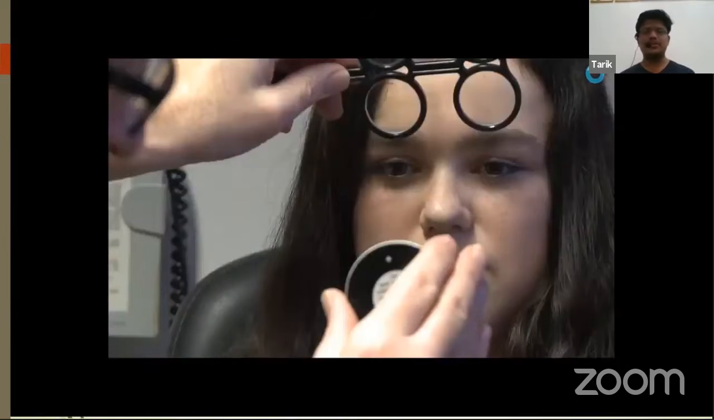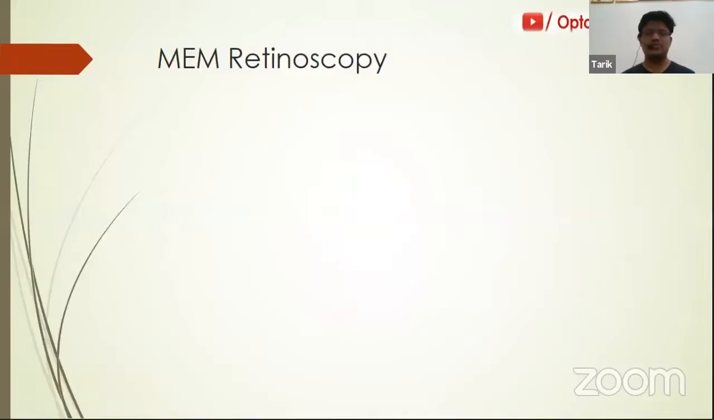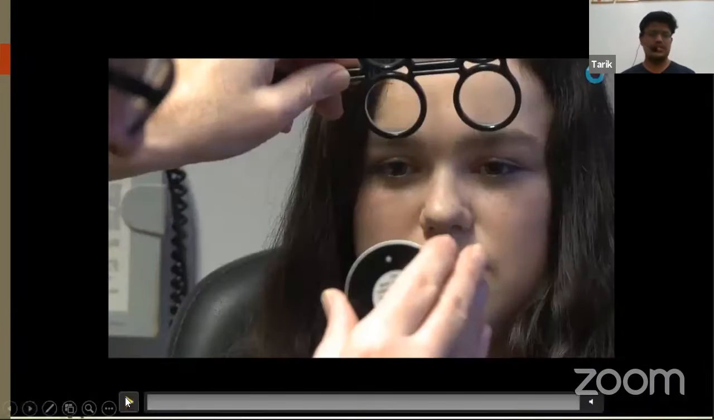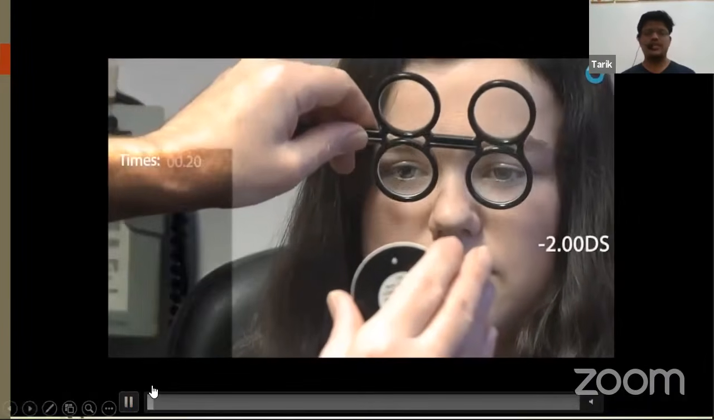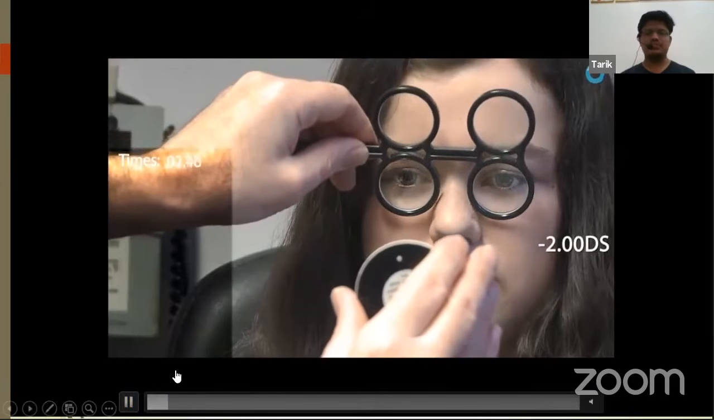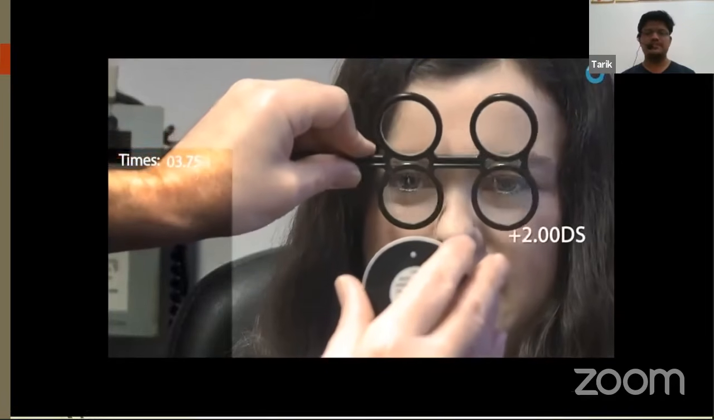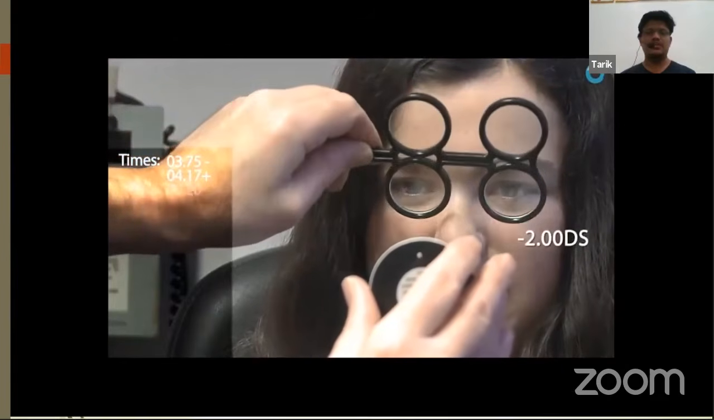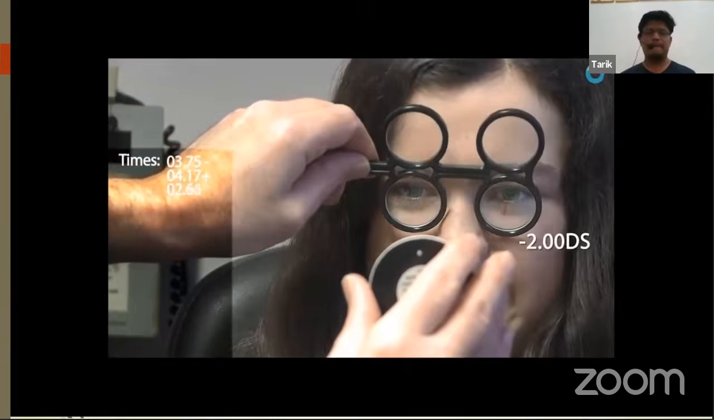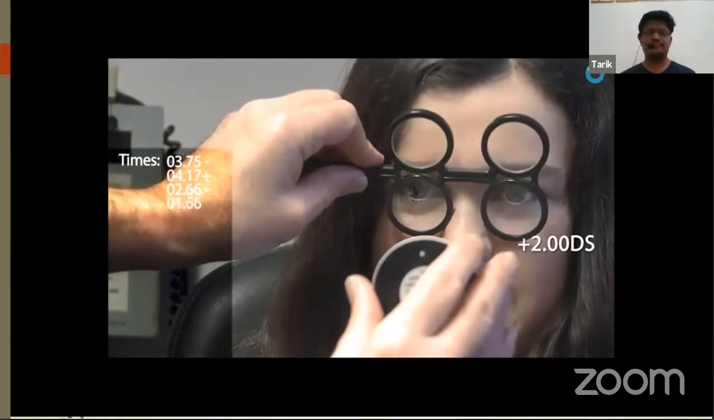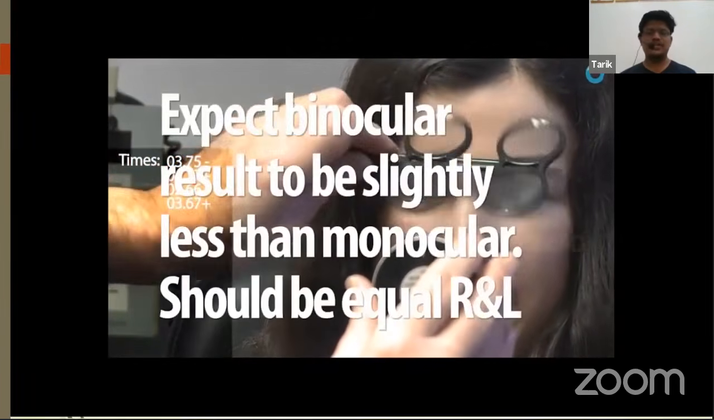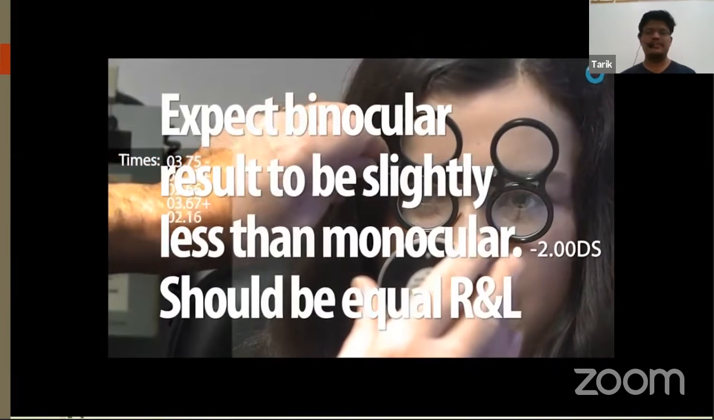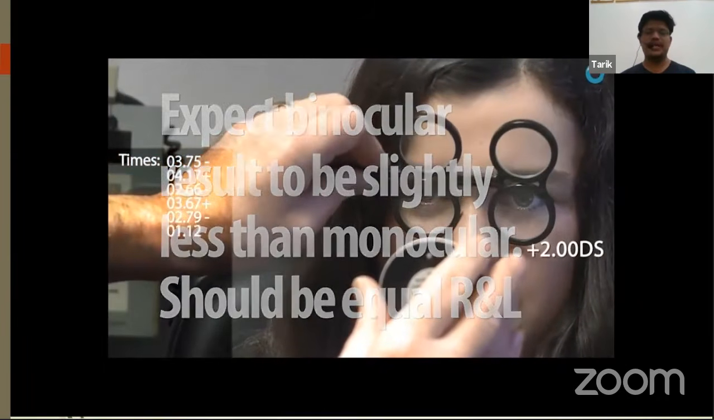The next thing we are going to see is how it is done binocularly. Here the target is given right in front of the patient and both the eyes are open. You ask the patient to tell you the moment it is clear. The moment the patient says it is clear, you flip the lens and then ask for the other side and see how much time is again taken. So the moment it is done, you flip it.